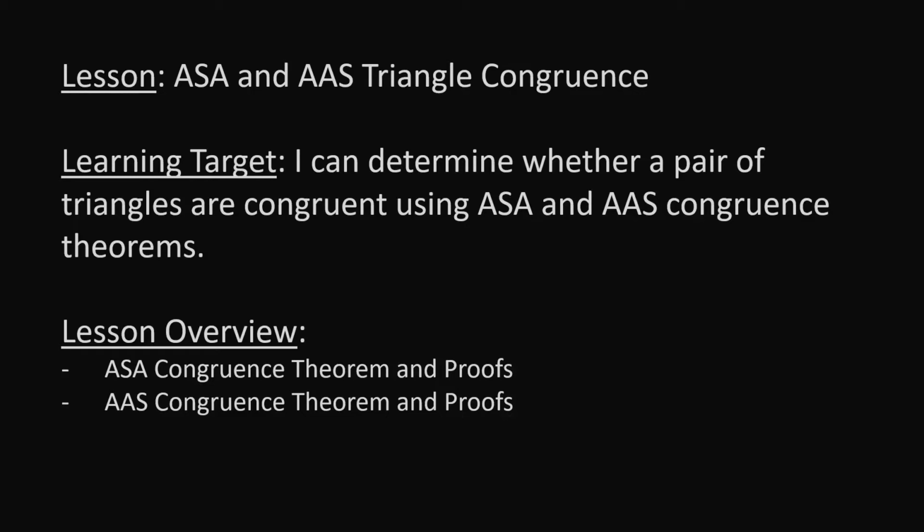All right, geometry students, today we are going to be talking about ASA and AAS triangle congruence. What I mean by that is we use A for angles, S for sides, and so this would be angle, side, angle, and angle, angle, side, triangle congruence. We should be able to determine whether a pair of triangles are congruent using angle, side, angle, and angle, angle, side congruence theorems, and we're going to talk about these two theorems as well as prove statements about triangles using these theorems. Make sure you're following along with our filled in notes and let's get started.